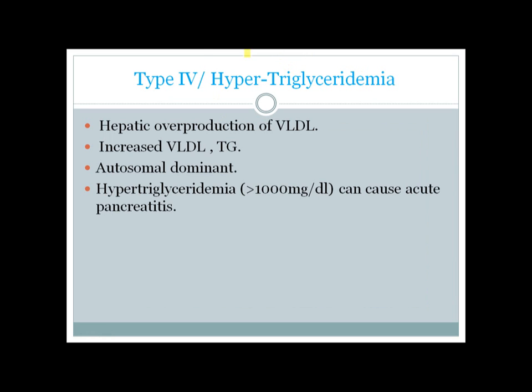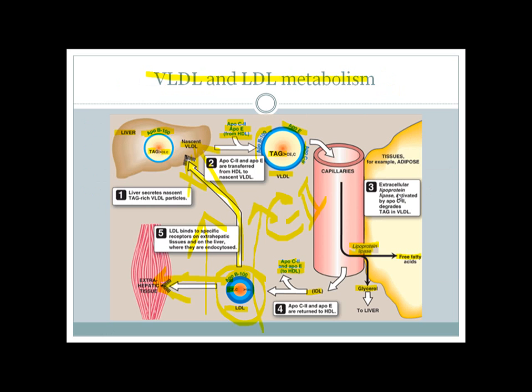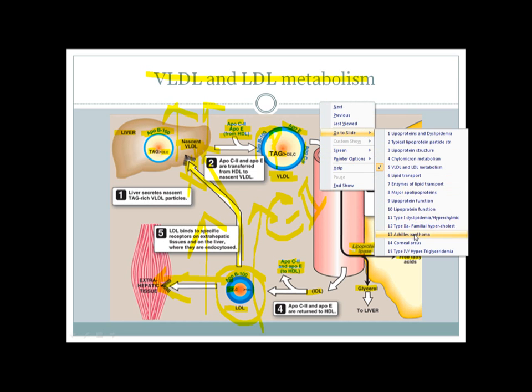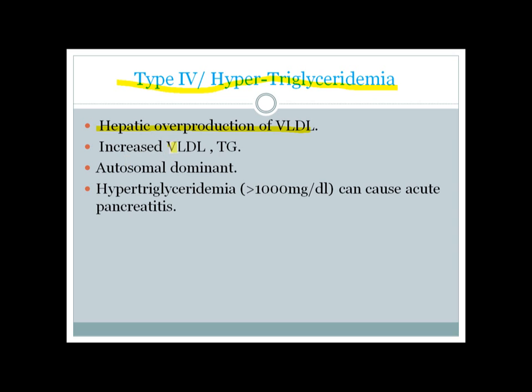Okay, so one last dyslipidemia is type 4 dyslipidemia, which is also known as hypertriglyceridemia, and it occurs due to hepatic overproduction of VLDL. So we can go back to our previous discussion, and you can see here the liver is the production site for VLDL. So if the liver produces a lot of VLDL, and as VLDL has a lot of triglyceride like that of chylomicron, there will be an increased amount of VLDL and increased amount of triglyceride.